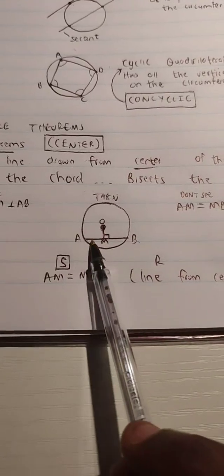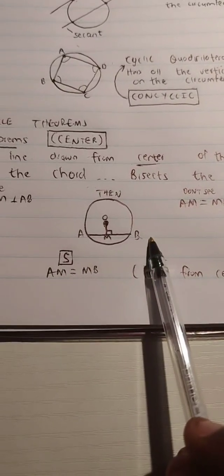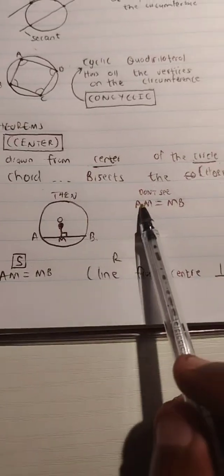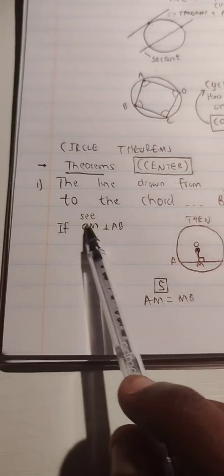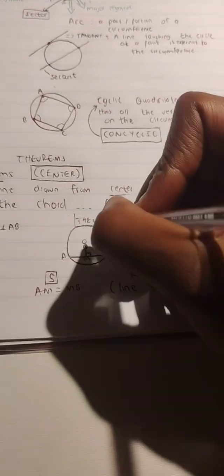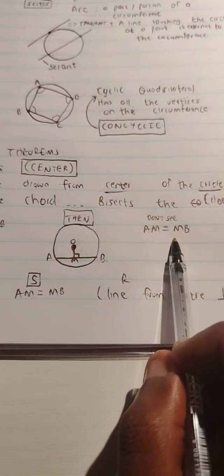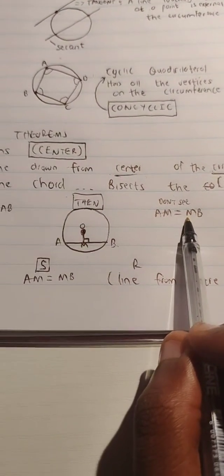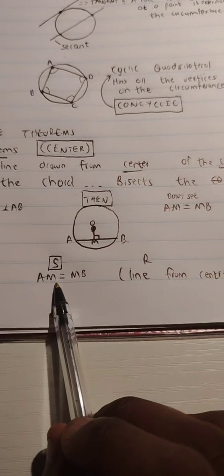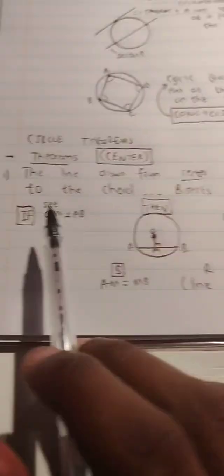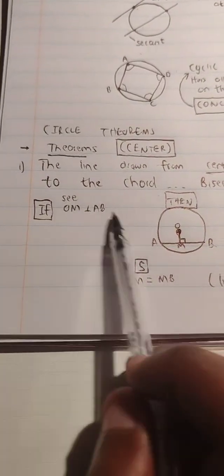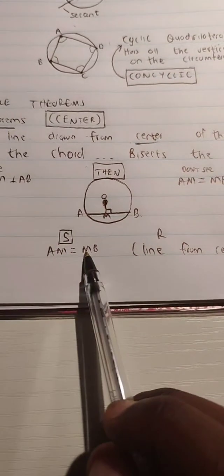AM being equal to MB is not explicitly given to you in the diagram. It's something that you don't see. It's something that you have concluded. It's come from the if part. Then, voila, magic. AM is equal to MB. So AM is equal to MB is unseen. We can conclude that based on the OM being perpendicular to AB. So we say AM is equal to MB.